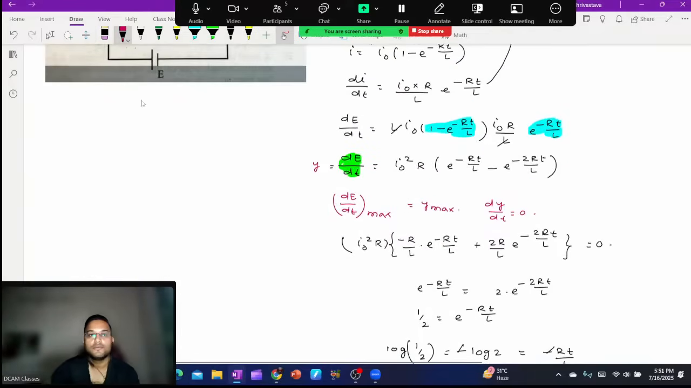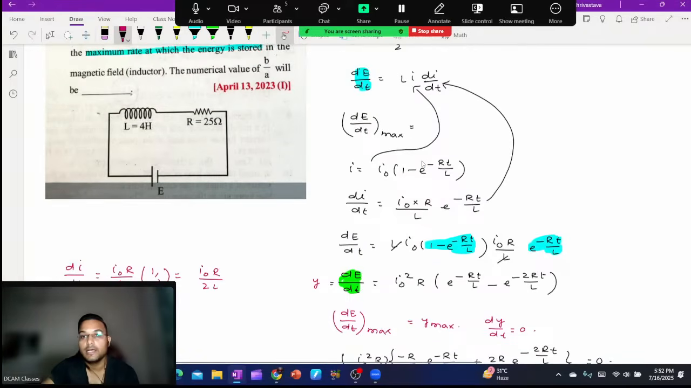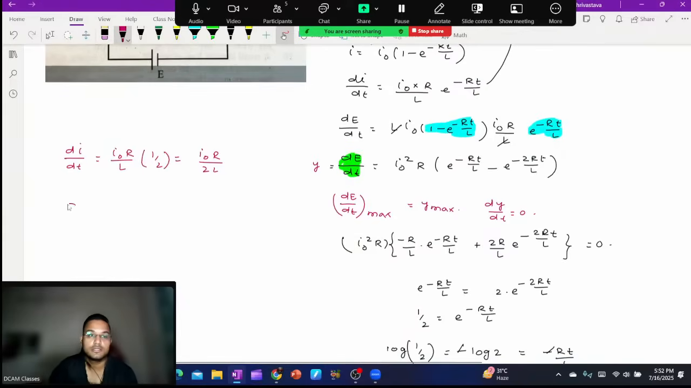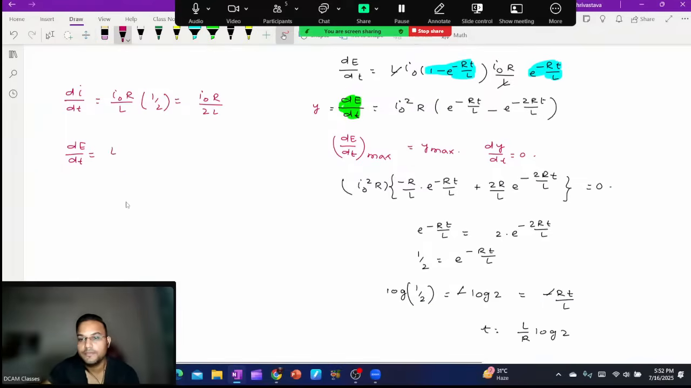For this, we'll get di by dt. For this value, di by dt, I'll get I naught R by L into half, I naught R by 2L. Di by dt value I have got. And L i di by dt is L into I value, what I'm getting: I naught into 1 minus e power minus R by L into T.